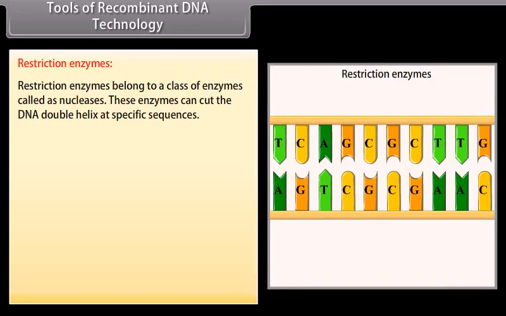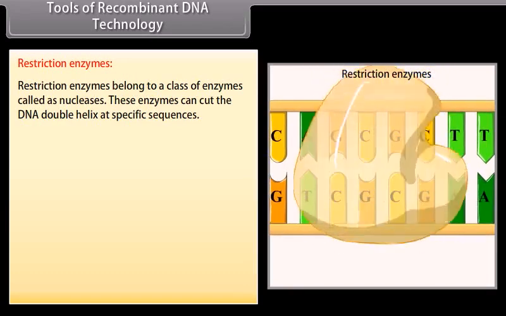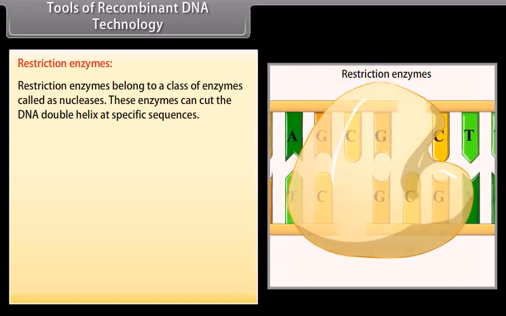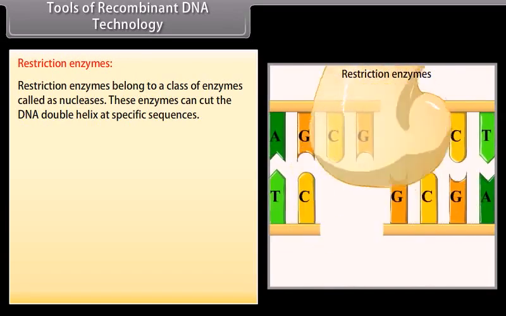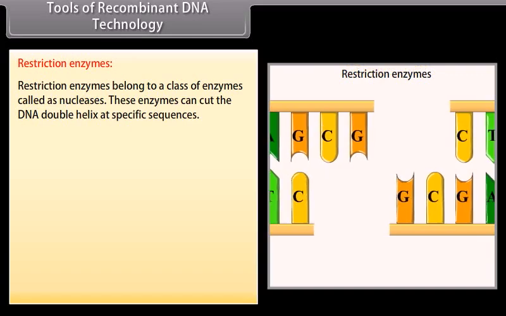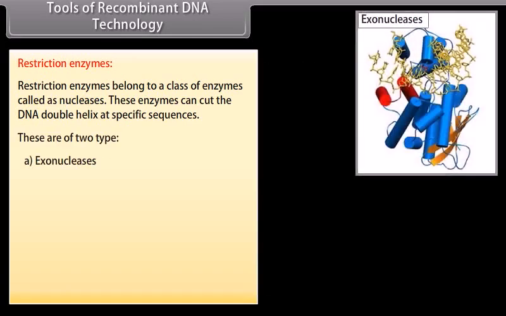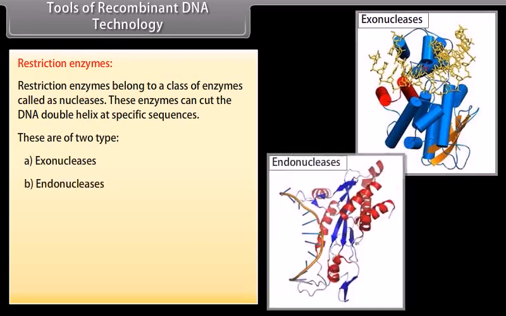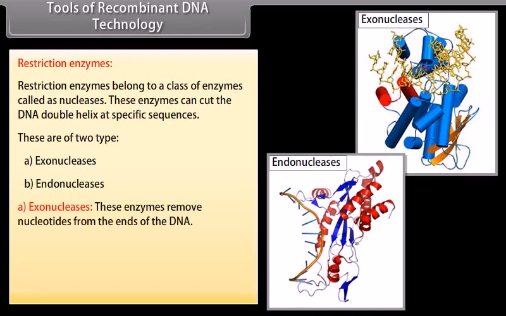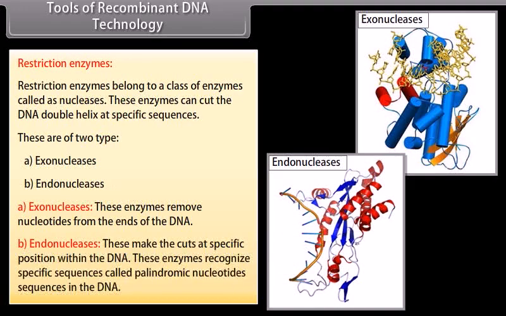Restriction enzymes belong to a class of enzymes called as nucleases. These enzymes can cut the DNA double helix at specific sequences. These are of two types: exonucleases, endonucleases. Exonucleases. These enzymes remove nucleotides from the ends of the DNA. Endonucleases. These make the cuts at specific position with the DNA.